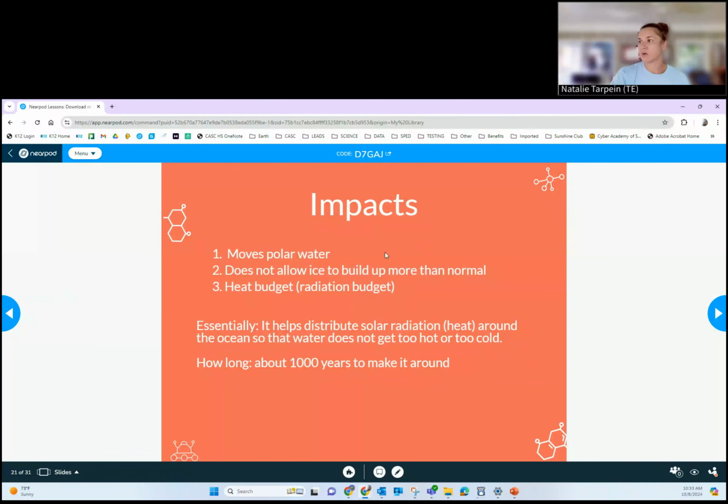All right, and I pretty much went over this stuff, but the impacts of water movement: moving polar water away from the poles, Antarctica, Arctic, not allowing ice to build up more than normal, so mostly, again, the poles, and radiation, the heat budget, distributing heat around the whole globe. So in a nutshell, all these currents help distribute solar radiation heat around the ocean so that water is not getting too cold or too hot. And it takes about 1,000 years to move this water. So thinking of one water molecule, about 1,000 years to move all the way through the whole Earth.